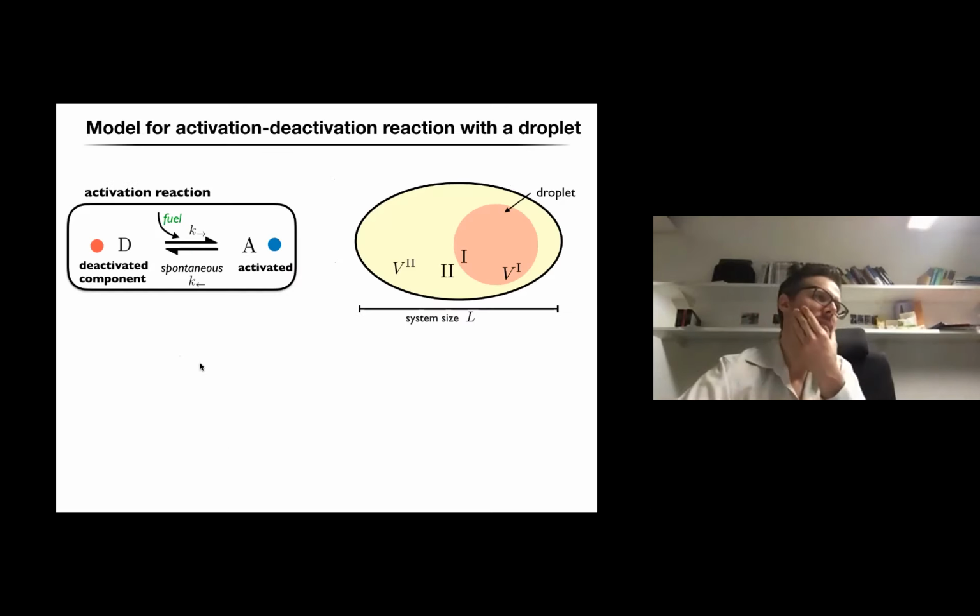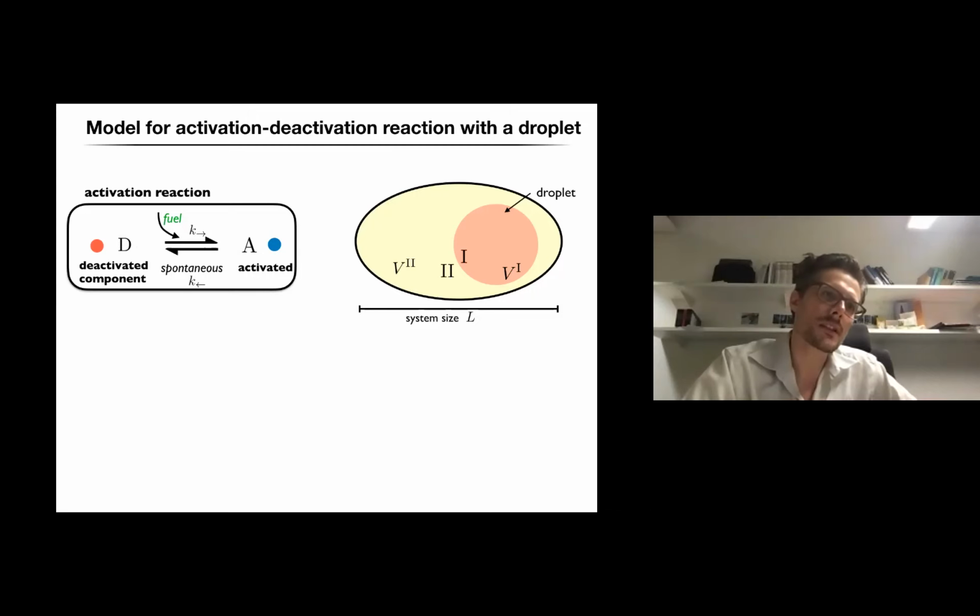So I cherry-pick this example. You have a deactivated component, you want to activate it, you use fuel for the forward reaction, and the backward reaction is spontaneous. That's the system that you look at. It's a finite size container that should represent the cell, so to say. And inside there's a drop. Of course, the drop is typically much, much smaller, but for illustrative purposes, it's much bigger here.